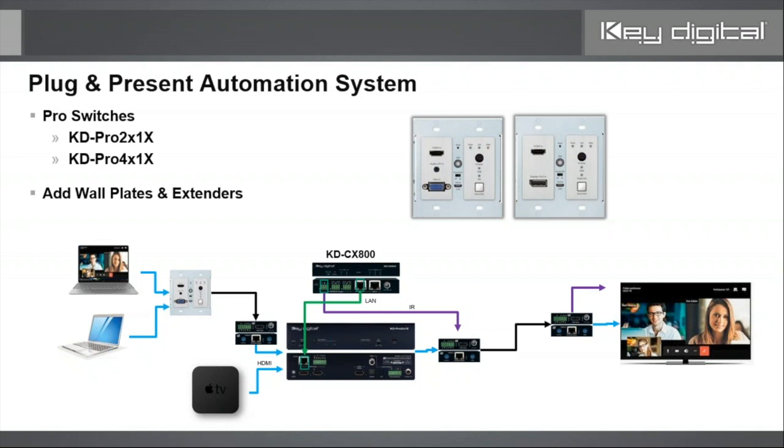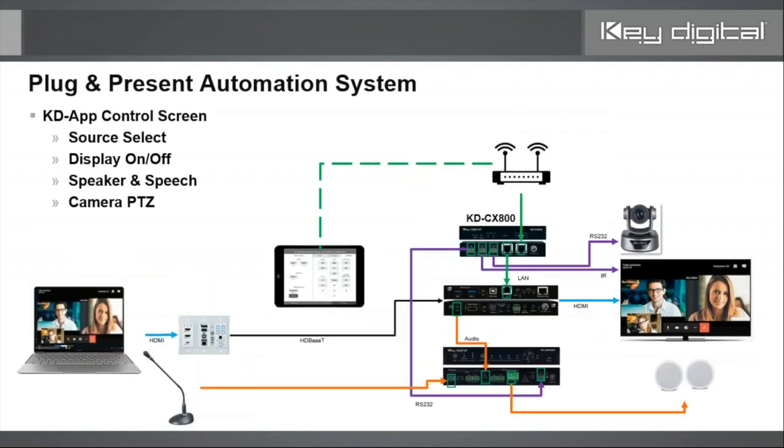That's the great thing about Key Digital. We're a hardware and a software company. So our product ecosystem is becoming very, very strong by leveraging our hardware and adding to it our software. Now, of course, I showed you earlier an application where we have our presentation switcher, and we're turning on and off the display. We're controlling the amplifier. We're controlling the camera. We're controlling the microphone.